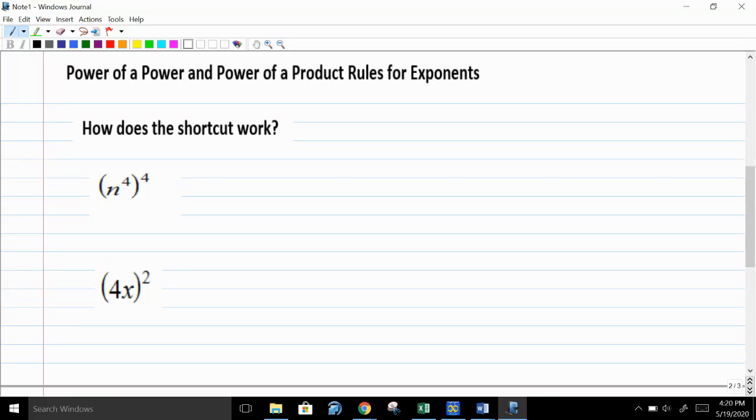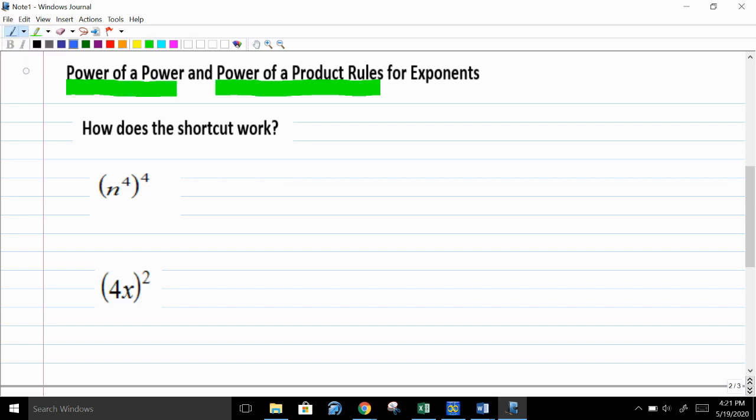All right, so we're continuing to progress through our rules of exponents. Okay, today we're going to talk about two more. We're going to talk about our power of a power rule and our power of a product rule. Okay, the first thing is, what do these things look like? And as you can see in the question I have on the page here, how does the shortcut work?